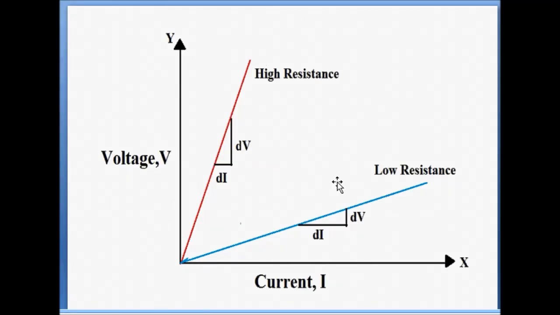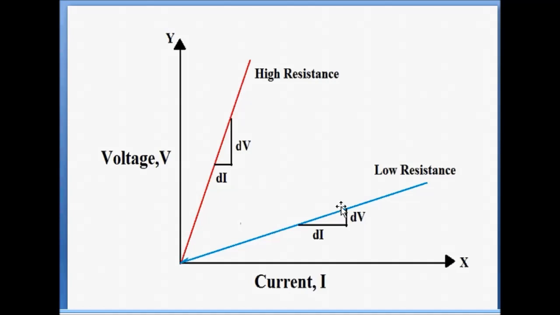Let's see it from a graphical point of view. Here there are two plots of two different materials. In the red plot, pay attention, a large increase in voltage gives a small change in current. Here current is taken on the x-axis, while applied voltage is taken on the y-axis. We know that resistance is equal to voltage by current. So a large value of voltage in the numerator brings about a higher value of resistance.